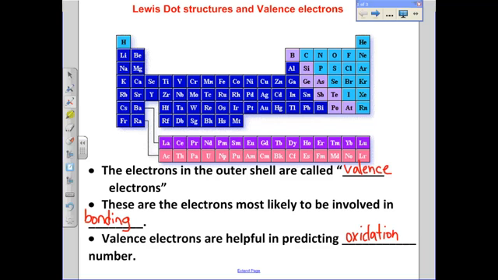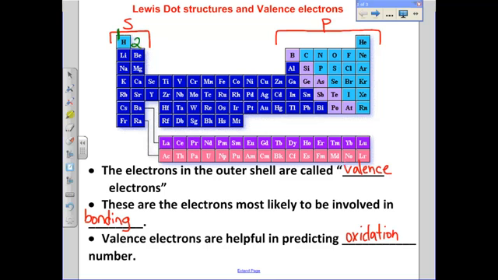Just like any periodic trend, atomic radius, ionization energy, electronegativity, we can also identify the valence electrons by looking at the periodic table. But they're specifically found in the S and P subshells. So outer energy level S and P electrons. Okay, and we can identify these based on the groups. So let's go ahead and label these. Group 1 has 1 valence electron. Group 2 has 2 valence electrons.